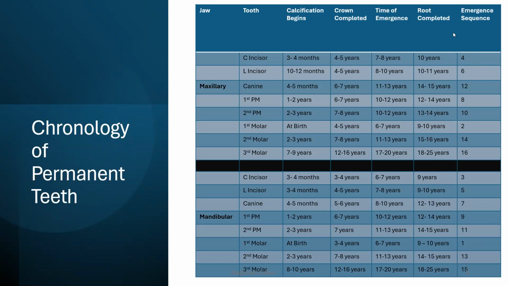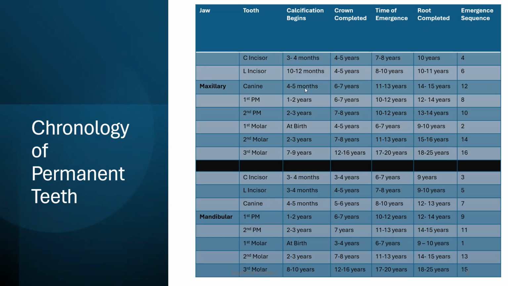I will discuss the sequence of emergence later; we will just confine ourselves to this level. Lateral incisor maxillary: calcification begins 10 to 12 months after birth, and crown is completed at 4 to 5 years. Time of emergence is 8 to 10 years. Root is completed at 10 to 11 years.